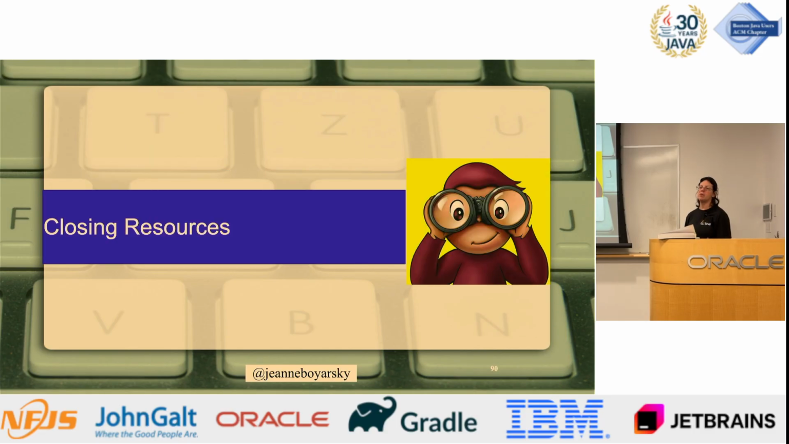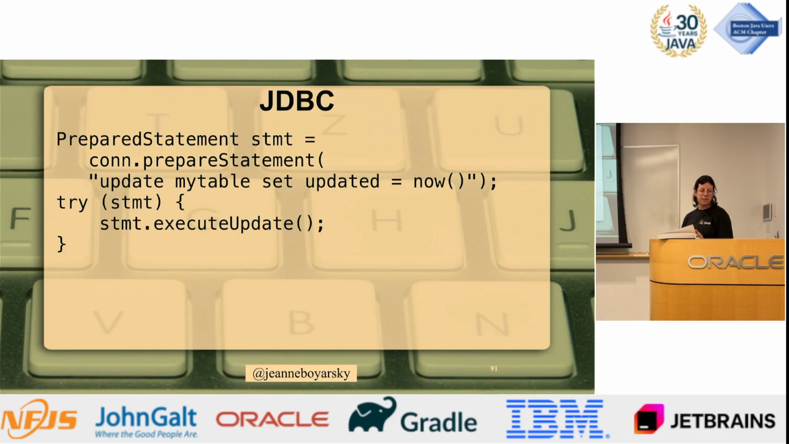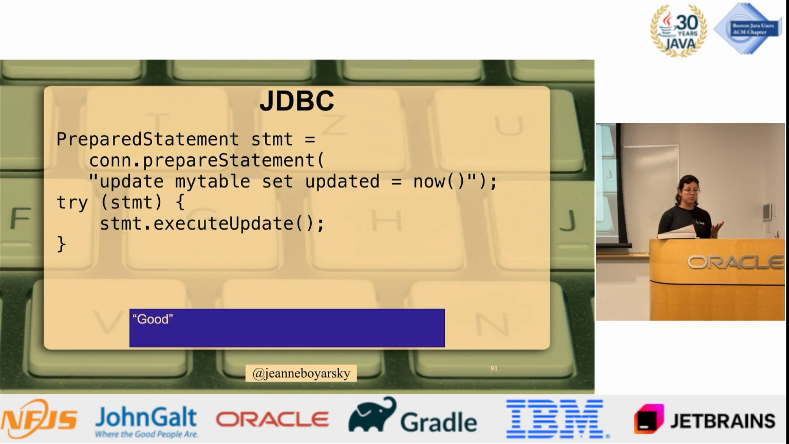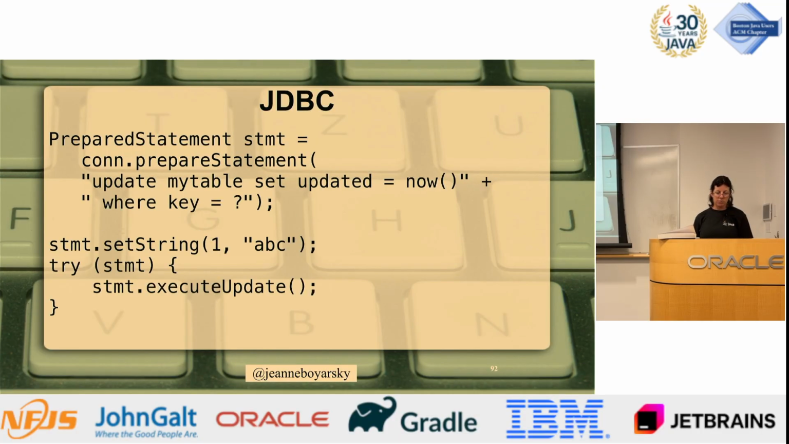Next up, we have closing resources. Try with resources was added to the language, I think, in Java 7, and it's great because you don't have to worry about closing all your resources, mostly. So I've got a prepared statement here. I've got try, and that means after the try with resources ends, it closes my resource. Everything is good. All right, so now I'm good.